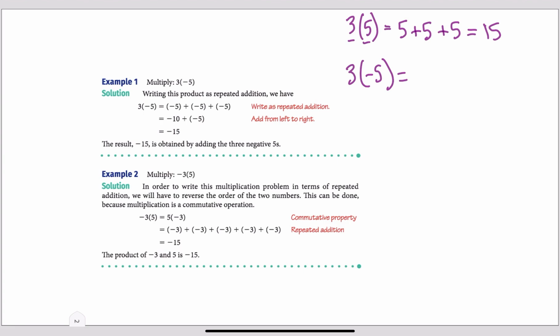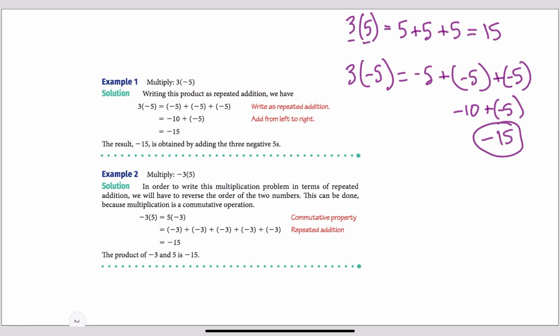Well, I can. I can think of this as negative 5 plus negative 5 plus negative 5. And negative 5 plus another negative 5, that's negative 10, plus another negative 5, that's negative 15. So 3 times 5 is 15. 3 times negative 5 is negative 15.